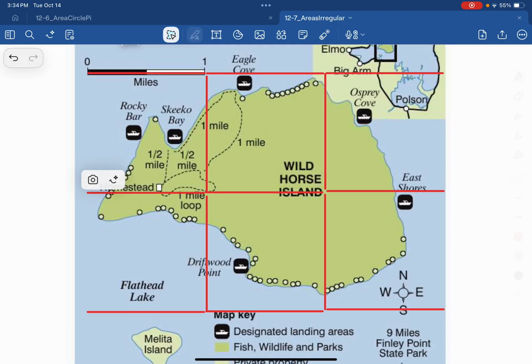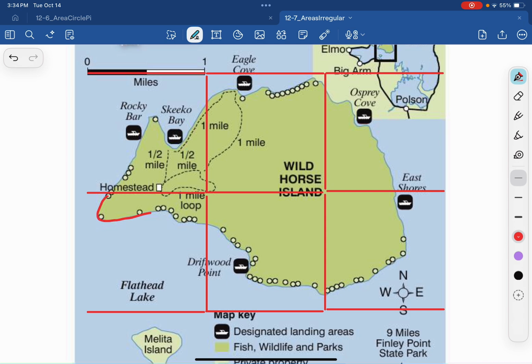So let's see, I'm going to go here and think about this one. If I took this part away, and sort of shoved it up here. I know it's probably not perfect, but that looks like it's roughly the same area. Then I would have 1 full square mile right here. So that's one thing we could do.